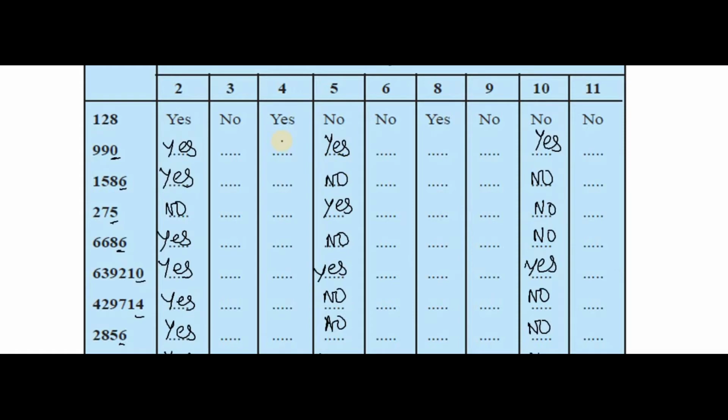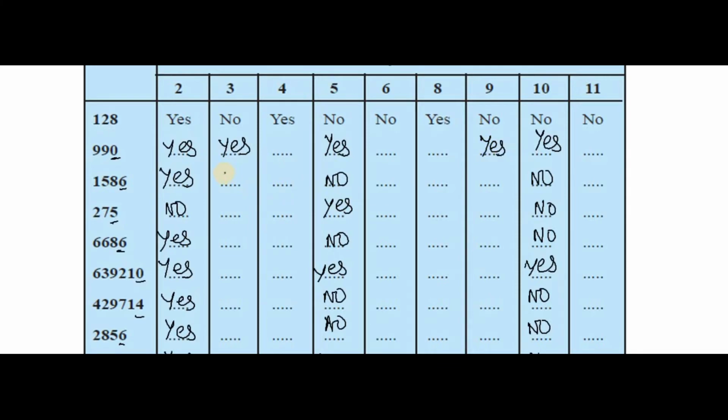Now we'll go for the divisibility rule of 3. Just simply add the digits, then you'll get the answer. So 9 plus 9 is equal to 18, and in the 3 table you have 18, so you can write yes here. When you are finding for 3, you should check the same thing for 9 also. In the 9 table you will get 18, so you can write yes here.